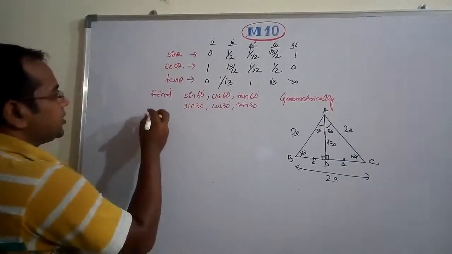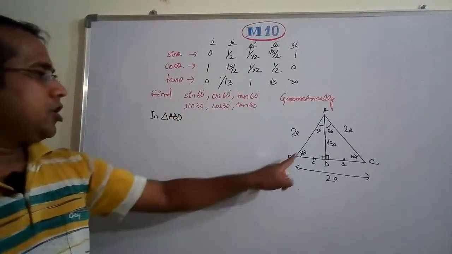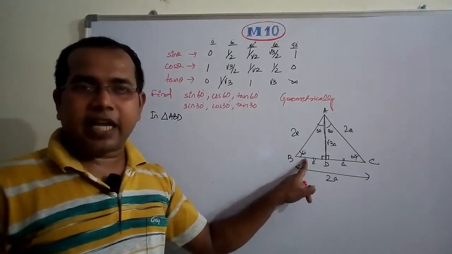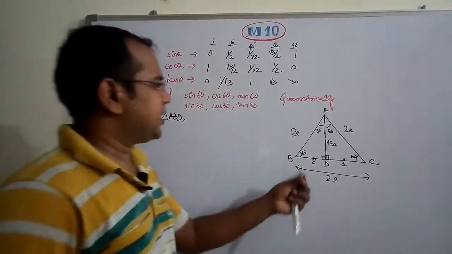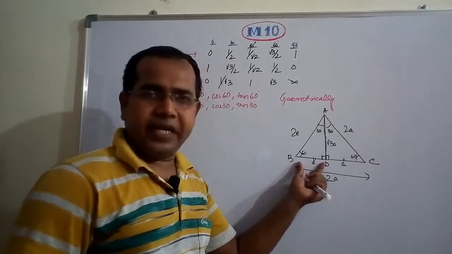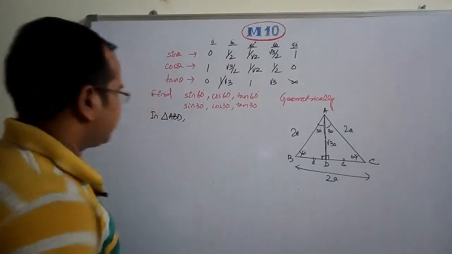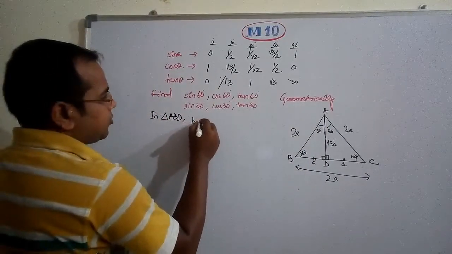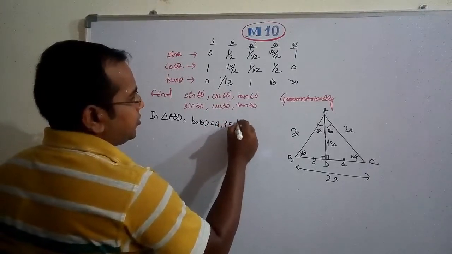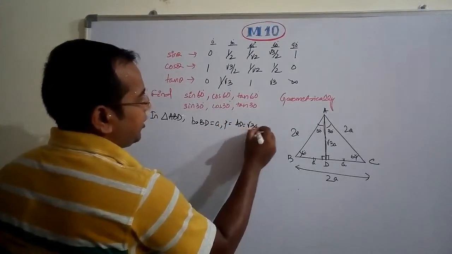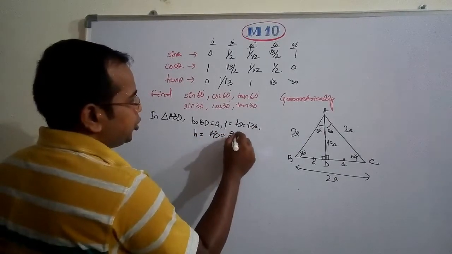Now again consider the triangle ABD. Here let's say this angle B is 60 degrees. For this angle B 60 degrees, this should be your base BD, AD will be the perpendicular and AB will be the hypotenuse. Now write this. Base equals BD, that is equal to A. Perpendicular equals AD, that is equal to root 3A. And hypotenuse equals AB, that is equal to 2A.